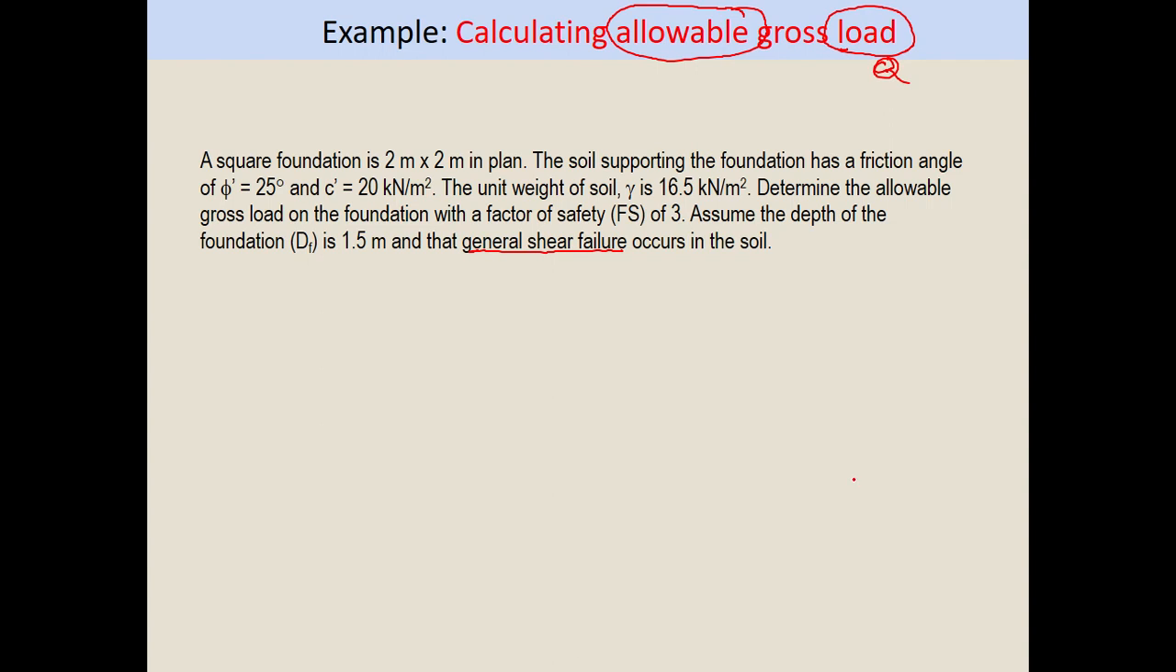Alright. So this is a very simple question. Solution. Because this is the square foundation and the general shear failure, we can use this equation: Q ultimate equals 1.3 C prime NC plus Q NQ plus 0.4 gamma B N gamma.